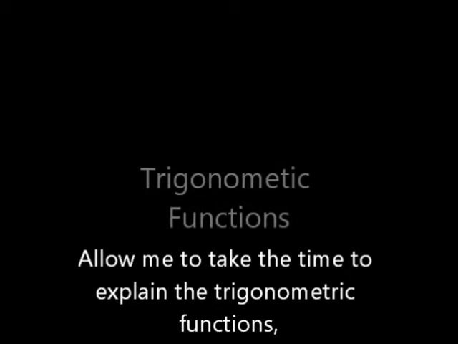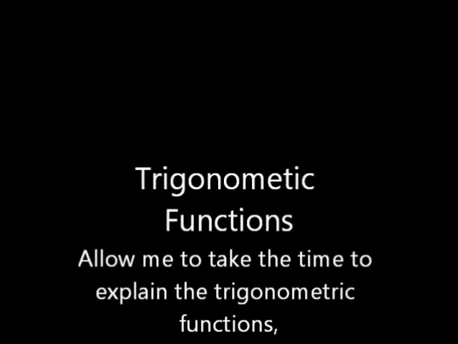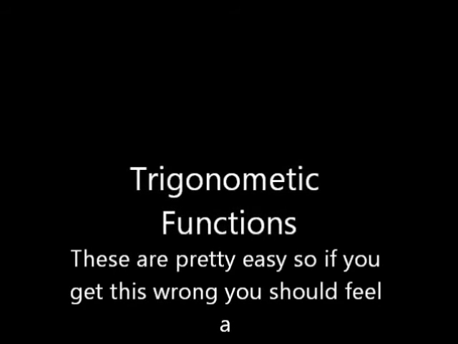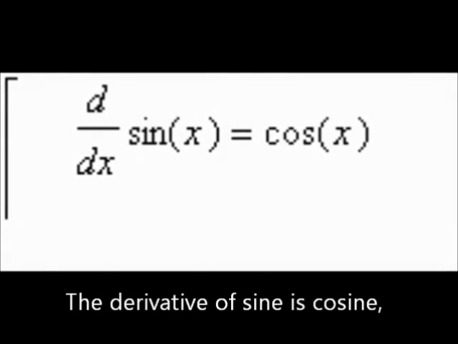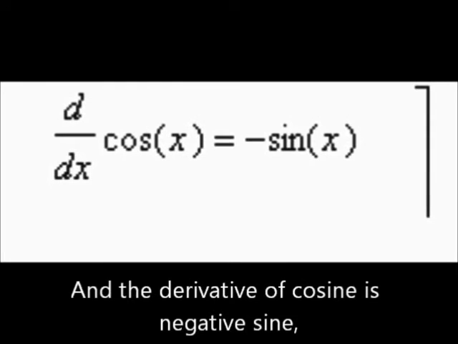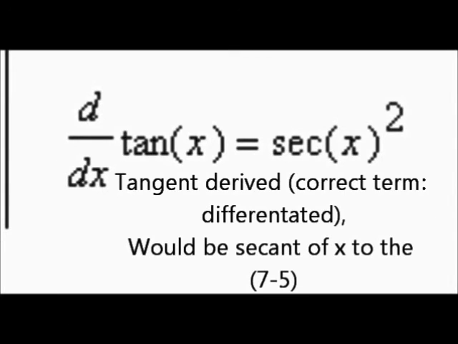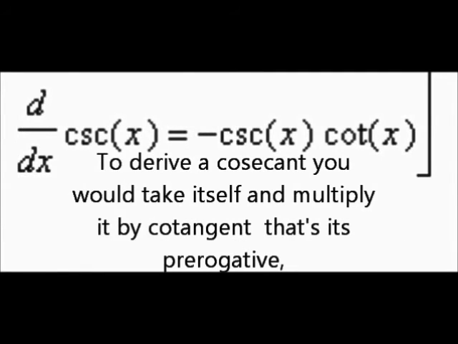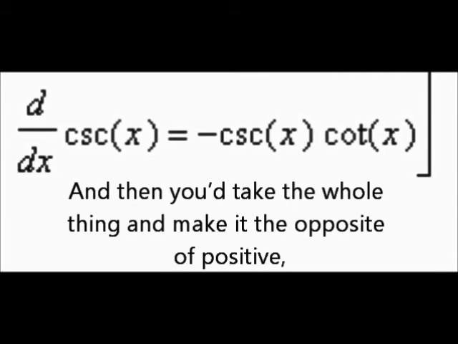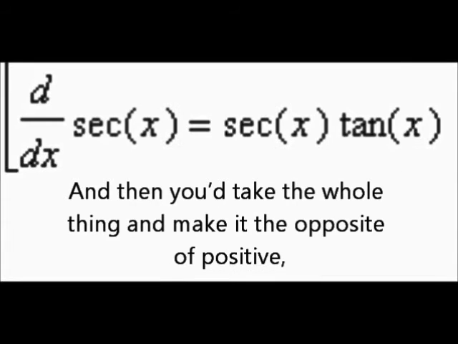Allow me to take the time to explain the trigonometric functions. These are pretty easy, so if you get this wrong you should feel a compunction. The derivative of sine is cosine, and the derivative of cosine is negative sine. Tangent derived would be secant squared of x. To derive a cosecant you would take itself and multiply it by cotangent, that's its prerogative. And then you'd take the whole thing and make it the opposite of positive.